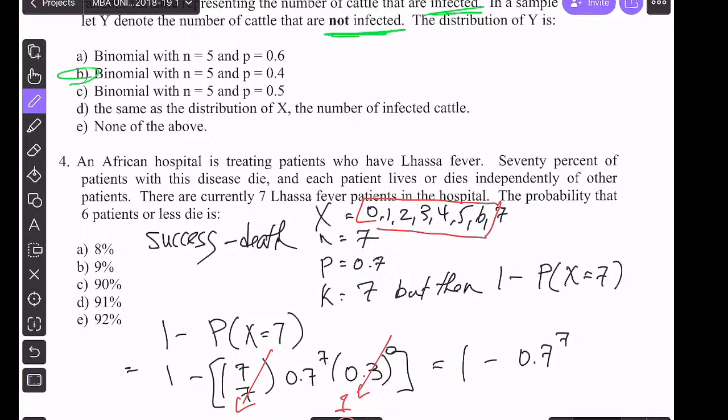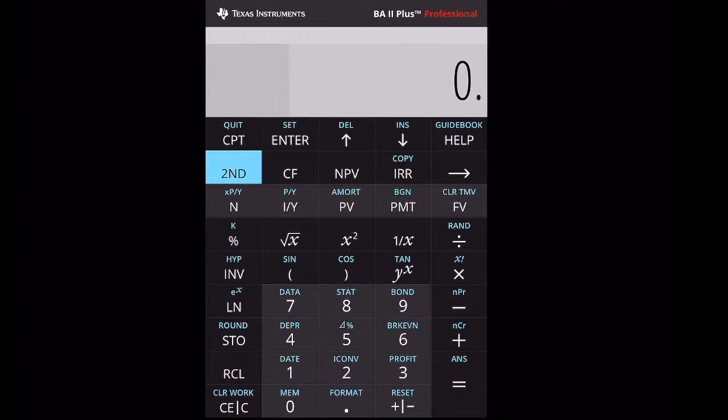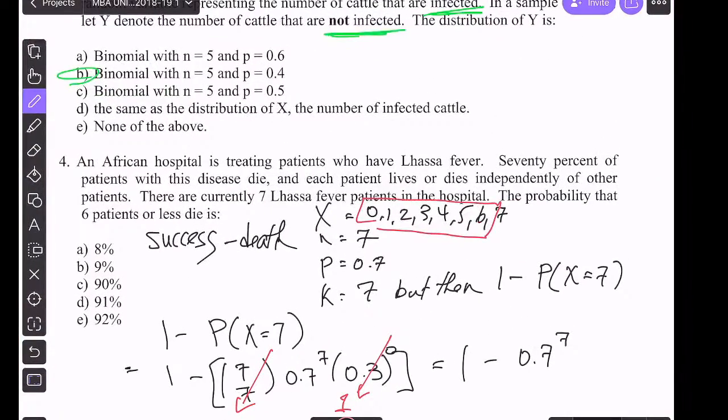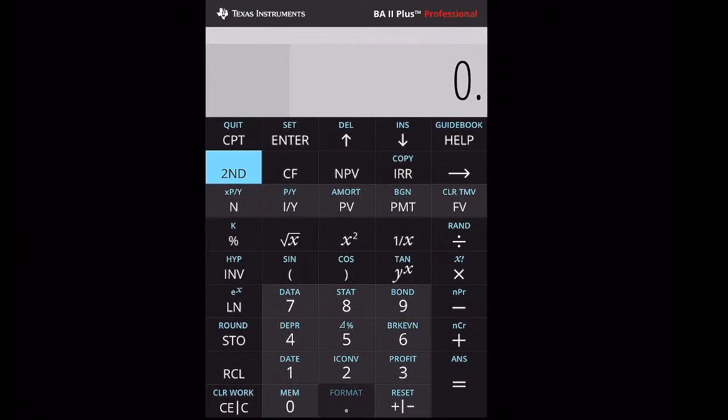So as I would punch this in, I'll show you how. I would go 0.7 to the power 7 equals, change the sign and add 1. That's what I would do. Oh, that's not it. What did I do wrong? Hold on. 0.7 to the 7 negative plus 1. Maybe I made a mistake. 0.7 to the power of 7 equals negative plus 1. Now, that's better. So that's 92%.